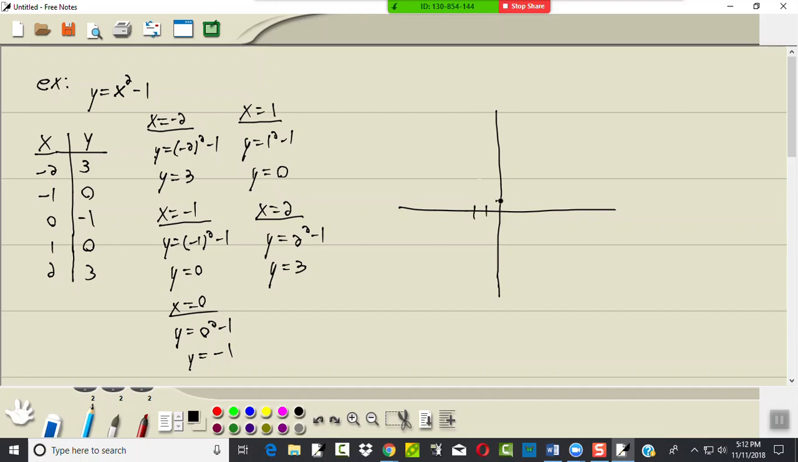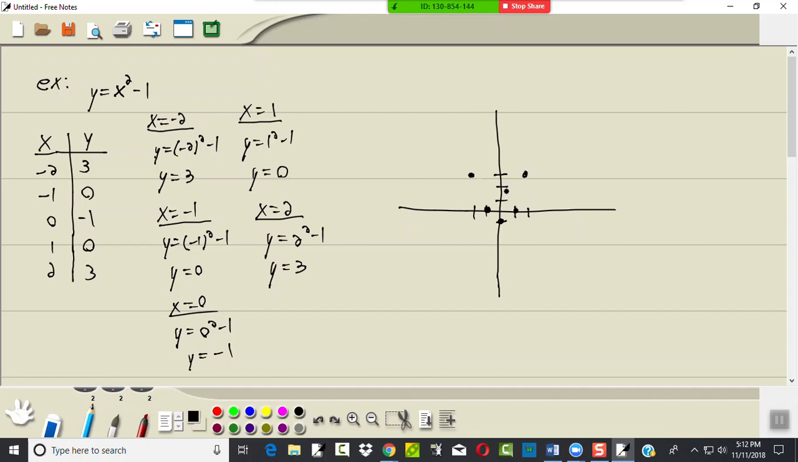-2, 3. Be right there. -1, 0. Would be right there. 0, -1. Would be right there. 1, 0 would be right here. 2, 3 would be right here.